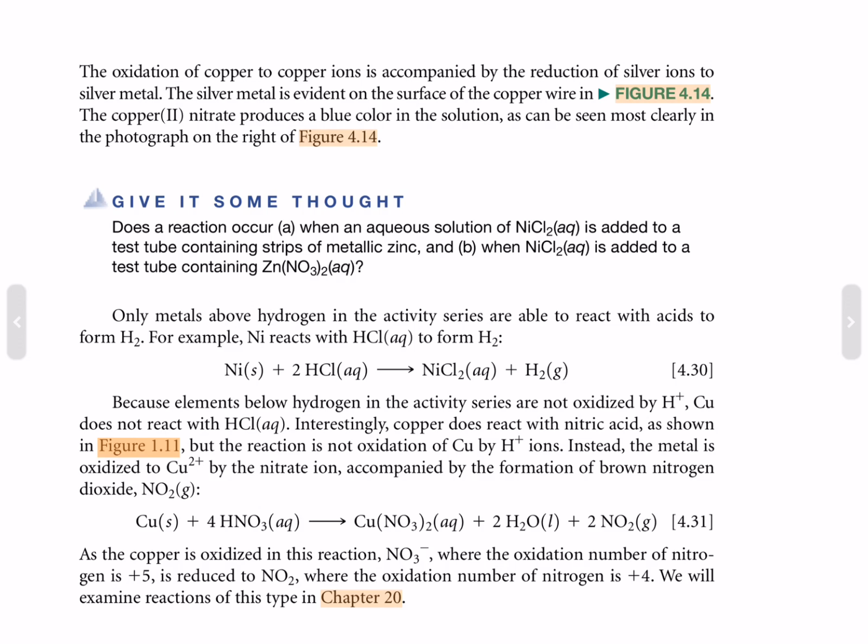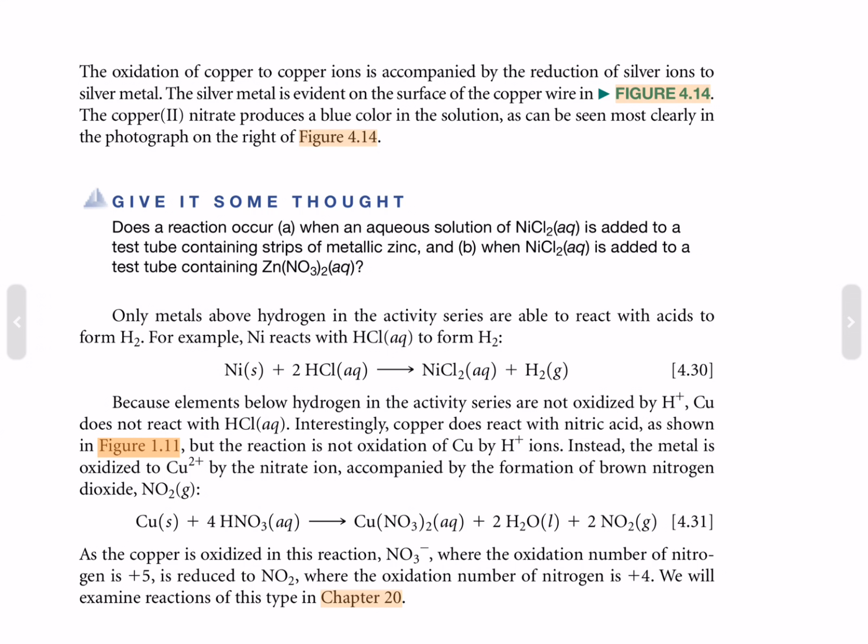Only metals above hydrogen in the activity series are able to react with acids to form hydrogen gas. For example, nickel reacts with hydrochloric acid to form hydrogen. Because elements below hydrogen in the activity series are not oxidized by hydrogen ions, copper does not react with hydrochloric acid.